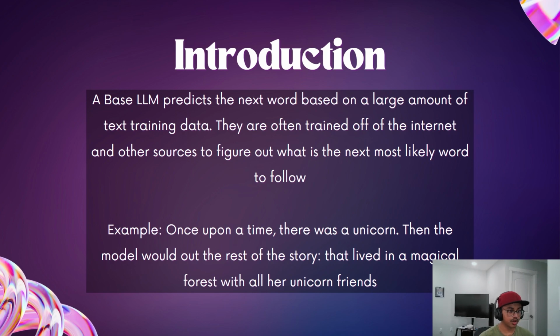They are often trained off of the internet and other sources to figure out what will be the most likely next word to follow. For example, if you typed into a base LLM "once upon a time there was a unicorn," the model would respond with: "that lived in a magical forest with all her unicorn friends." So a base LLM basically just predicts whatever is going to be next based off a large amount of training data.